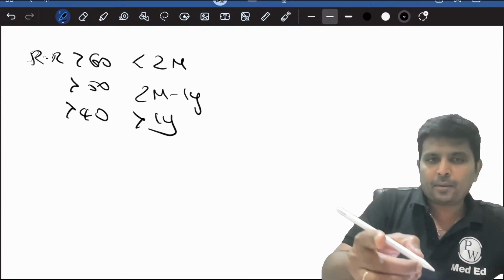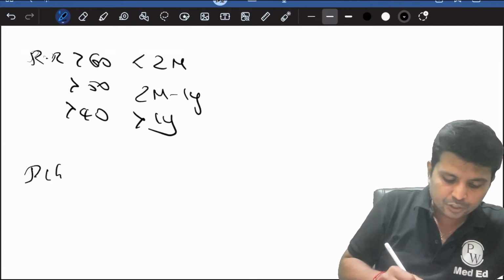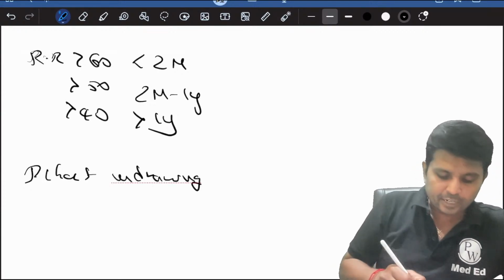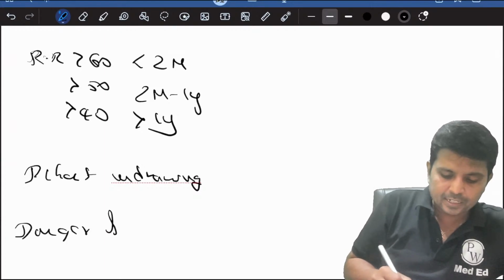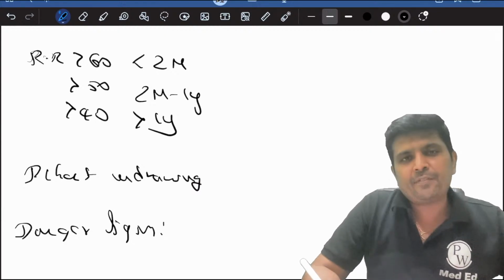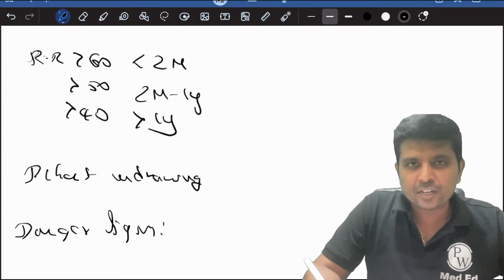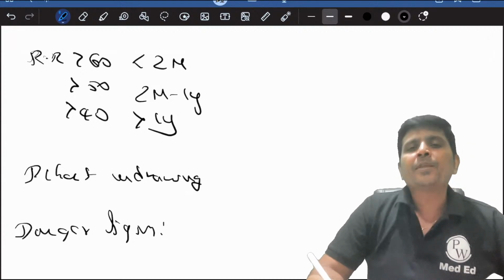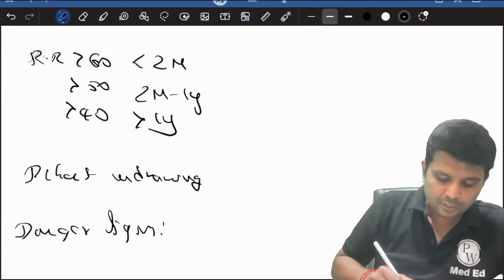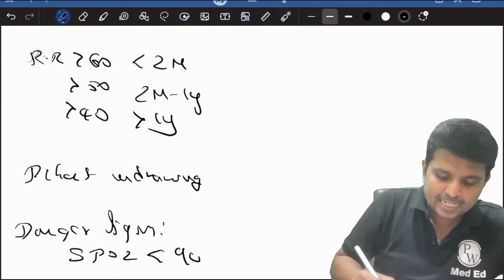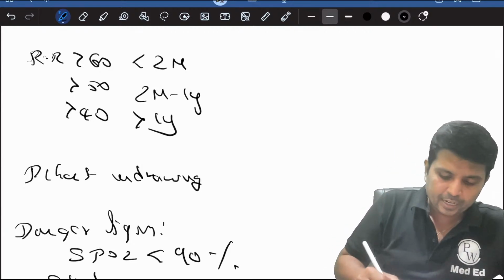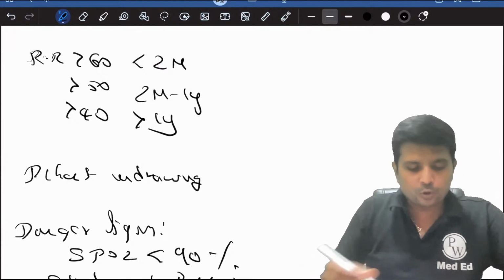Okay. So 3 parameters. One is fast breathing, second is chest indrawing, third one is danger signs. What are all the danger signs? The general danger signs you all know: not able to take feeds, vomiting, lethargy, convulsions are danger signs for each and every parameter in IMNCI. But as far as the respiratory system is concerned, a saturation of less than 90% is a danger sign, and stridor at rest is a danger sign.